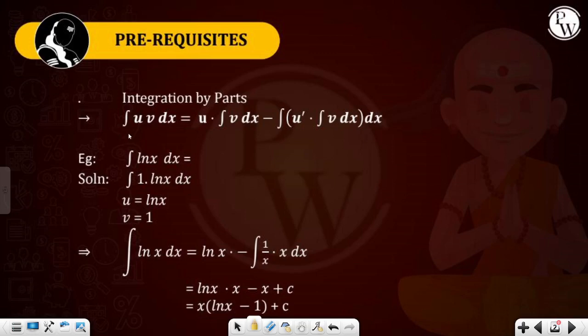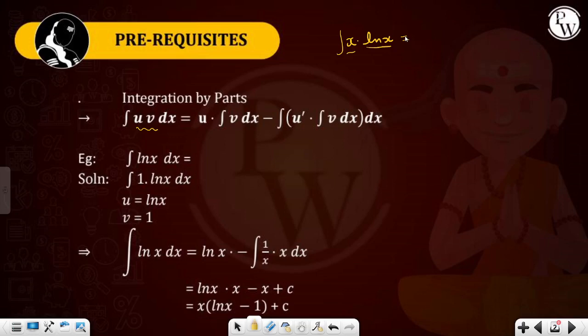I have written down the formula as well as an illustration for integration by parts. We know we apply integration by parts when there is a multiplication of two functions. Suppose one function is x, the other is ln x. We know the integration of ln x. In fact, ln x integration we also do by integration by parts only, and that is illustrated itself. And we know the integration of x. So when we have to find the integration of x into ln x, we apply integration by parts.